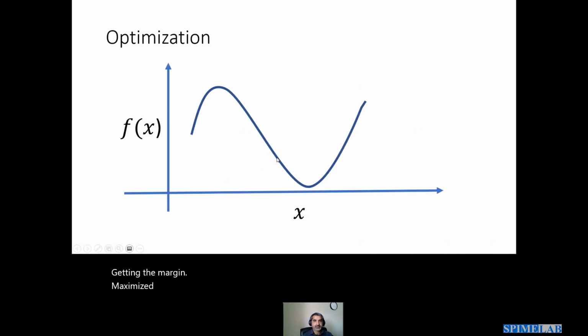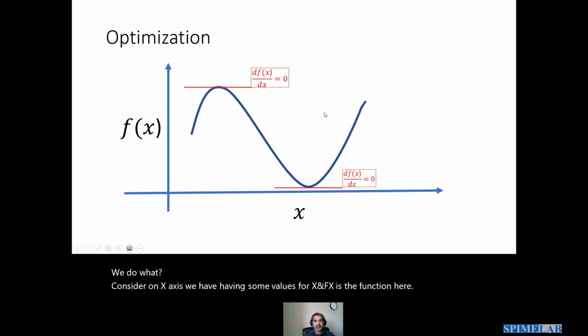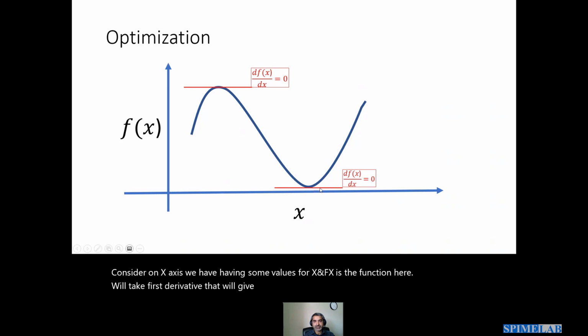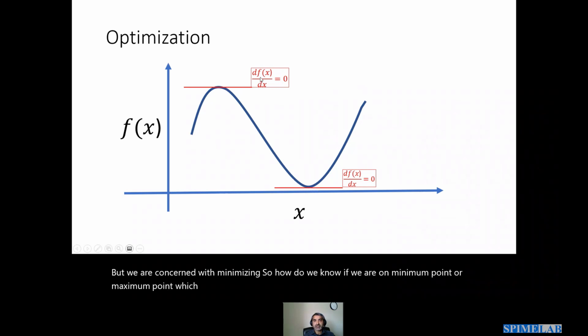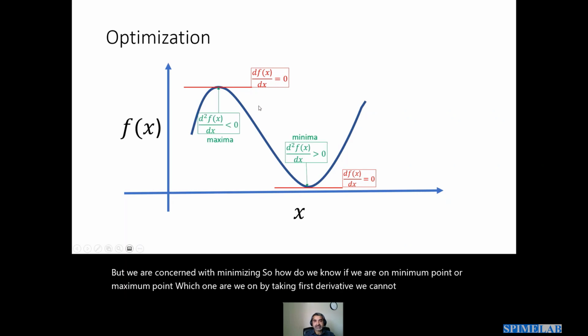Optimizing a function, we do what? Consider on x-axis we are having some values for x, and f(x) is the function here. We'll take the first derivative. That will give us either of these 2 points. On these 2 points, the rate of change of this function is 0. But we are concerned with minimizing. So how do we know if we are on a minimum point or maximum point? Which one are we on? By taking the first derivative, we cannot decide. So we take the second derivative.